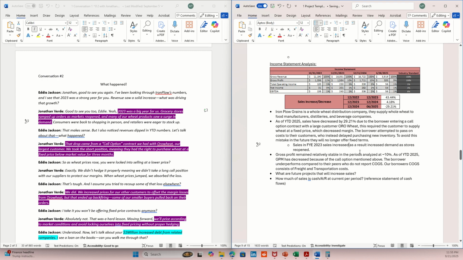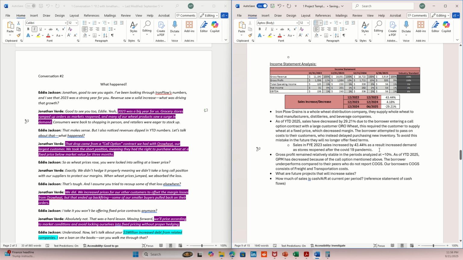Sales increased by 43.44% as a result of increased demand as stores reopened after the COVID-19 pandemic. There we go.